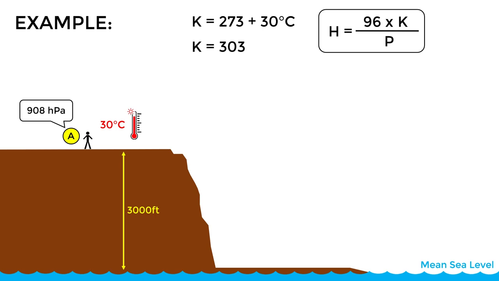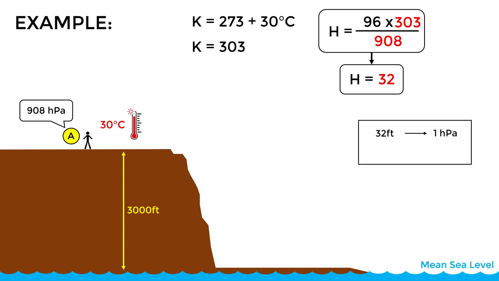Having done this, we just have to replace the temperature and the pressure in the formula and do the math. And the result is that under these conditions, the pressure changes by 1 hectopascal for every 32 feet. So, with all this information, we can now calculate the QFF by applying a simple rule of 3.